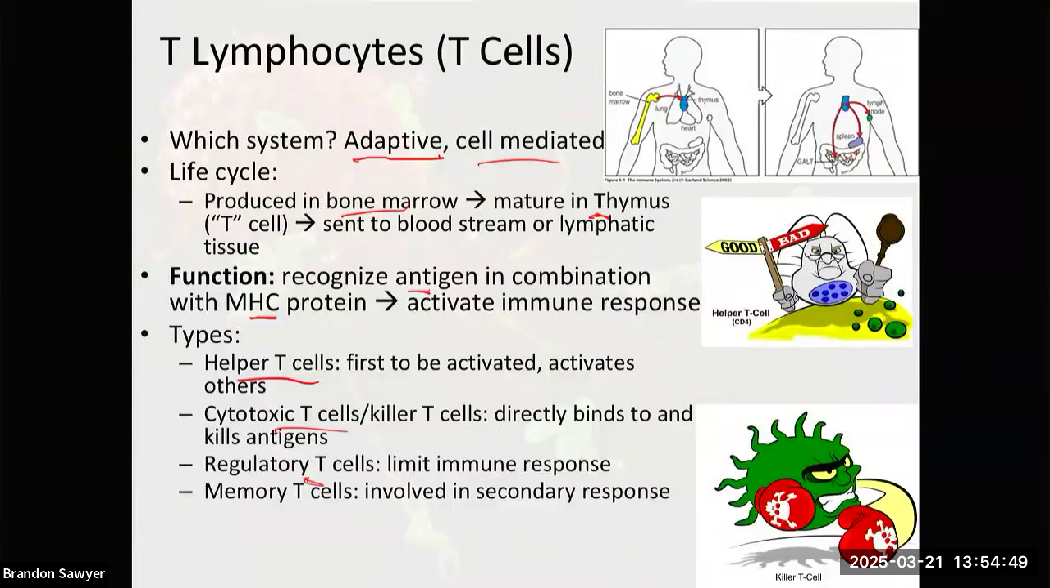We have regulatory T cells that kind of help to limit the response. And then finally, memory T cells that are going to be waiting there for a second exposure to be activated. So we've got a bunch of cells ready to go if that same thing comes in again.